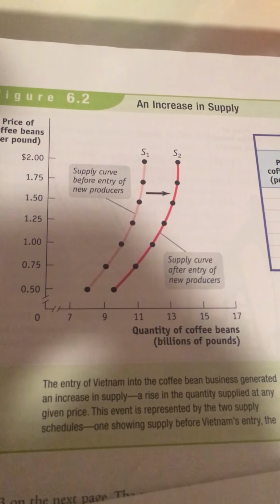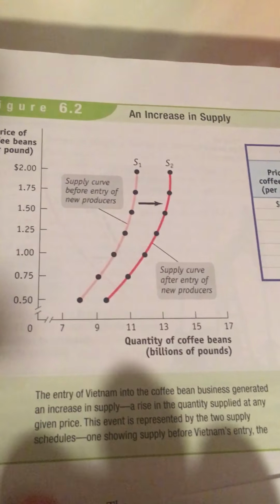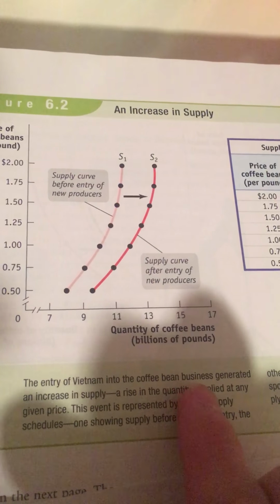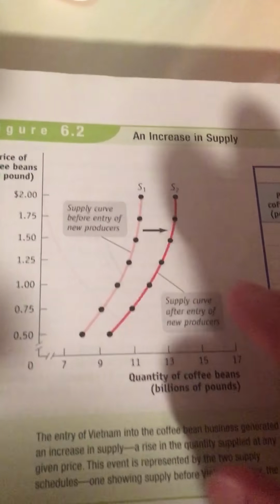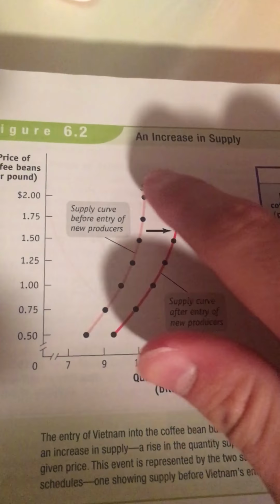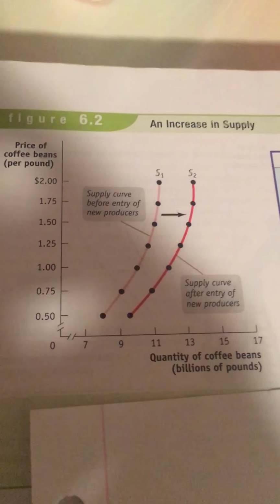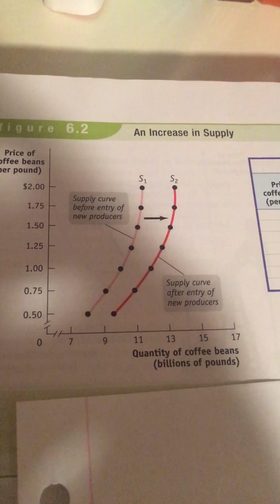In this graph, the entry of Vietnam into the coffee bean business generated an increase in supply. So as you see, at $2 before the entry it was at 11.6, but after the entry, it was at 13.9. So there is an increase in supply. That is the supply curve and the law of supply.